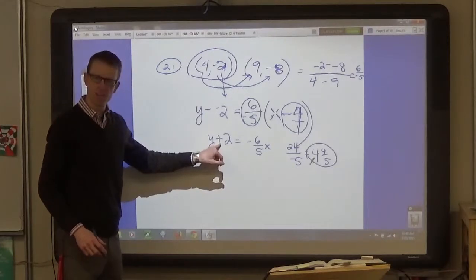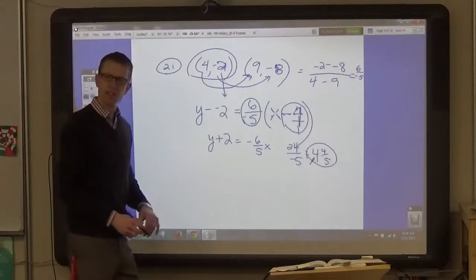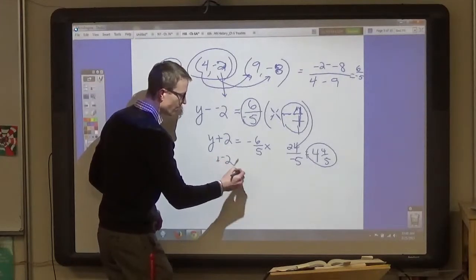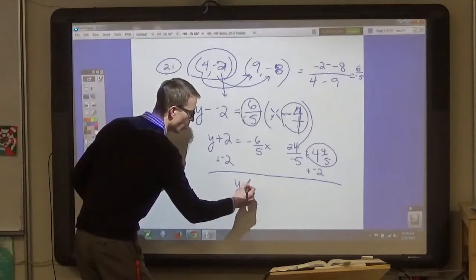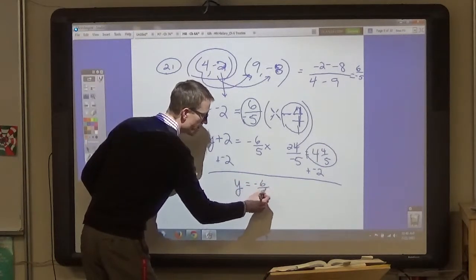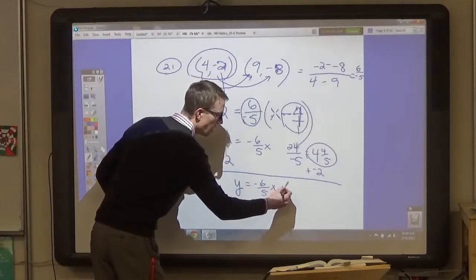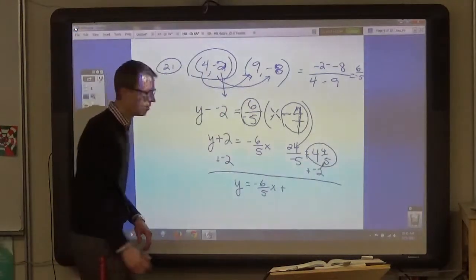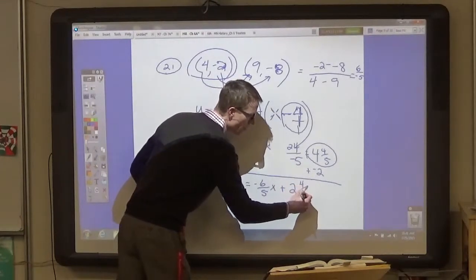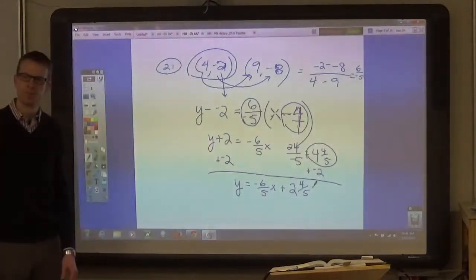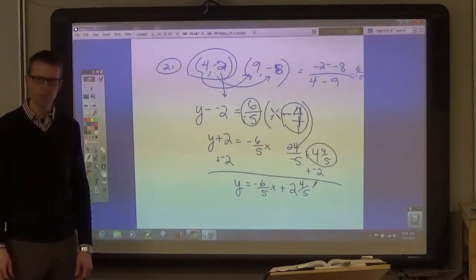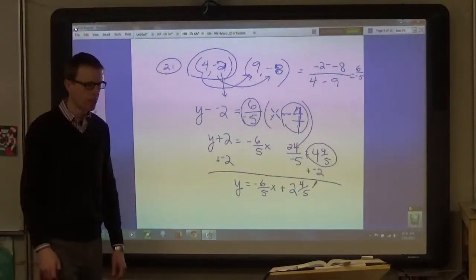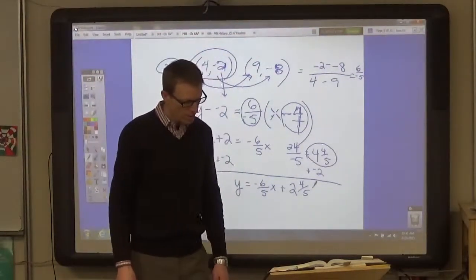We have to add what? Negative 2. So simplify it. y equals negative 6/5 x plus 2 and 2 more fifths, right? Or 2.8 would be another way. Is that the equation? Yep, that's the equation then.